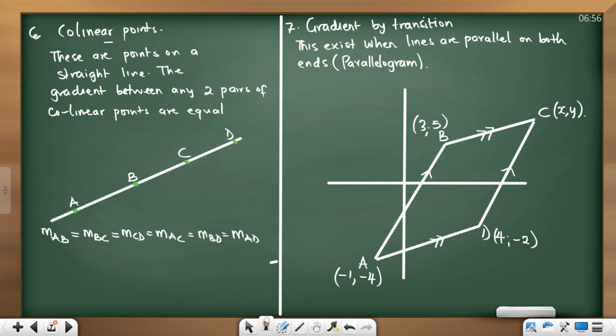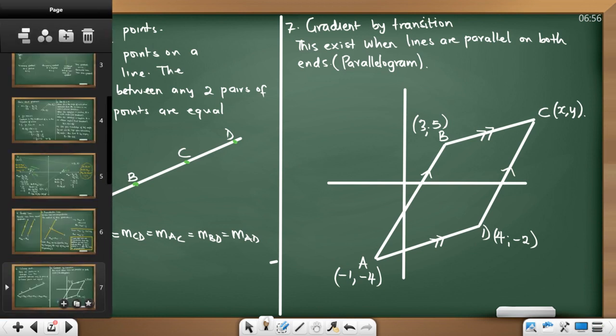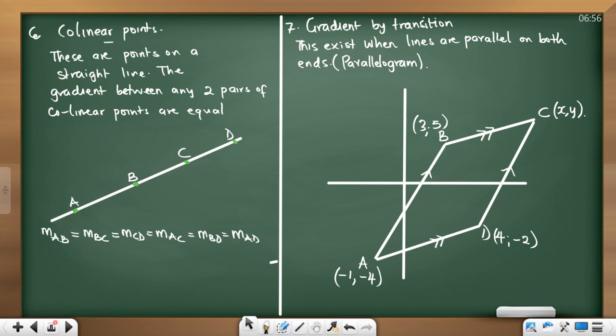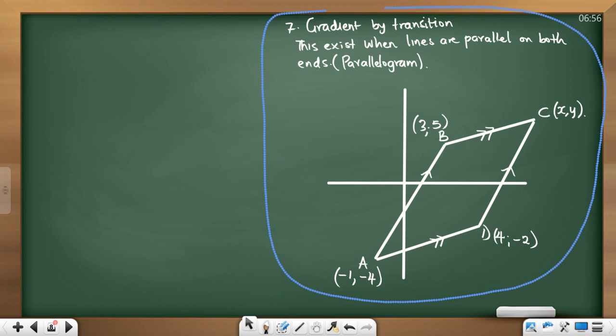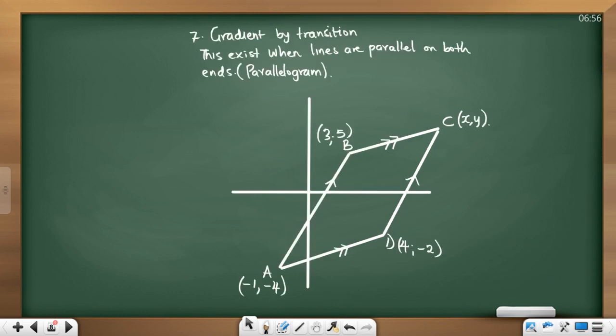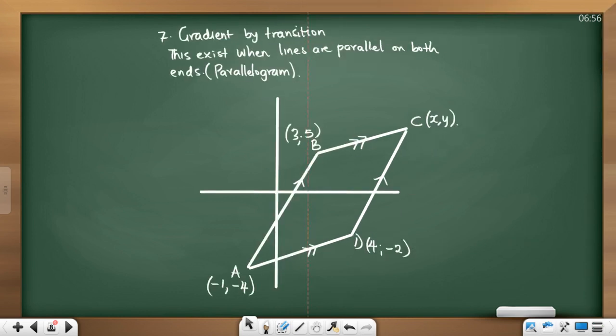Now, when we say gradient of parallel lines, we're basically saying that the ratio of change of Y with respect to X on one line is the same as on the other line. Let's speak English now. That's something else.